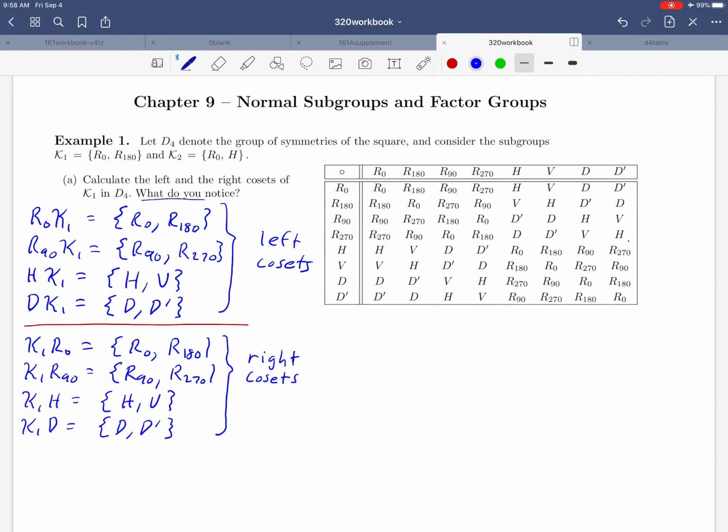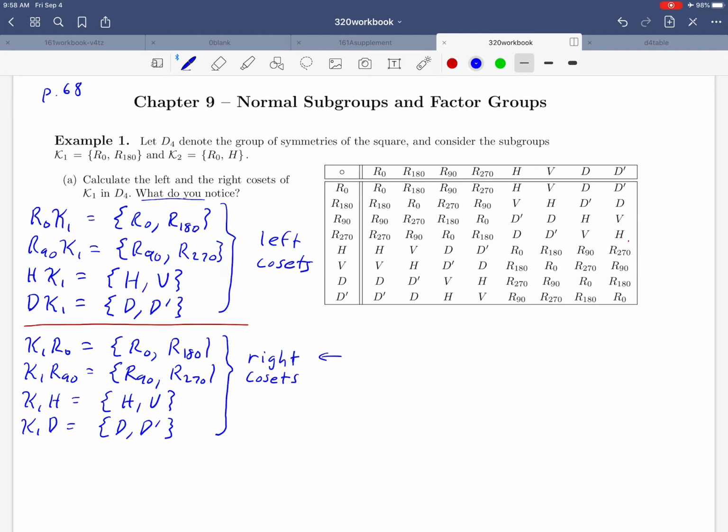Hello everybody, and welcome back to the continuation of example 1. We are still looking at page 68 in the workbook, and hopefully you gave it a try to calculate the right cosets. I've gone ahead and shown you the calculation that I did for the right cosets, and what did you notice when you did this? I'm hoping that you noticed that the left and the right cosets are exactly the same.